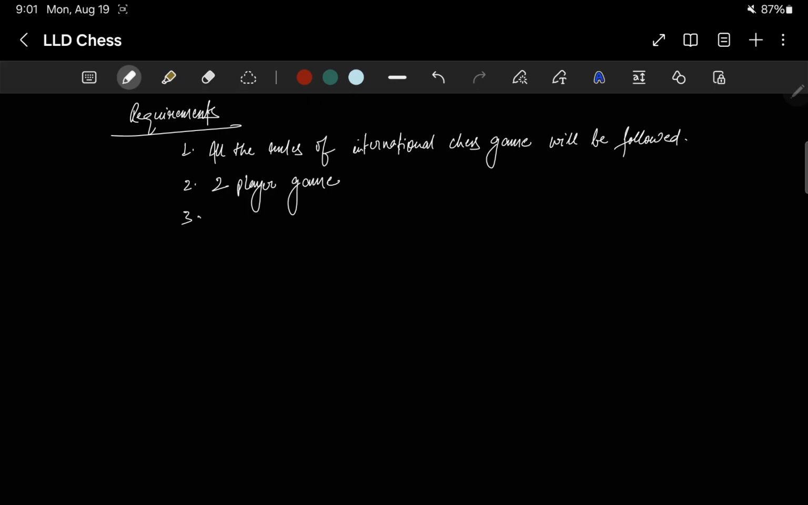Next, the board should be 8 by 8, right? The colors, you can assign any colors, but just for the sake of this one I am taking black and white. You can also start with, let's say, red and green or blue and yellow. It's up to you. Colors can be either black or white.